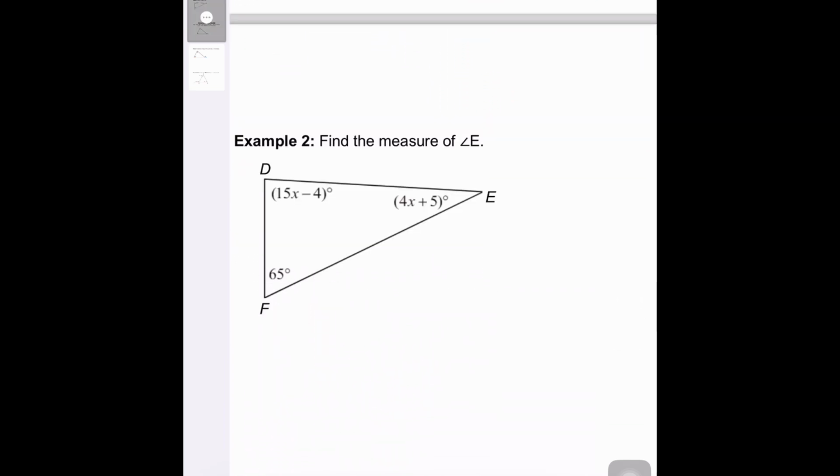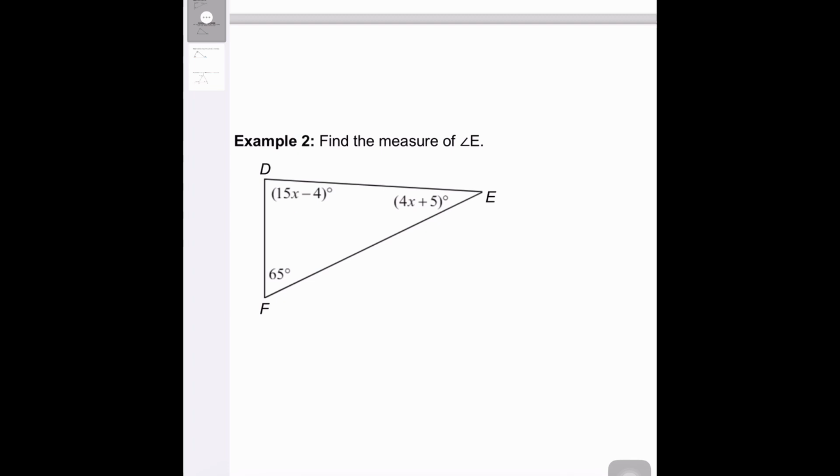All right, so for example number 2, we need to find the measure of angle E. Now, comparing this example with the previous one, you can see that there are interior angles where each angle is represented by an algebraic expression. So you don't have to worry about this because these algebraic expressions will be used to write the initial equation based on the concept of triangle sum theorem, and we carry on simplifying until we find the value of x.